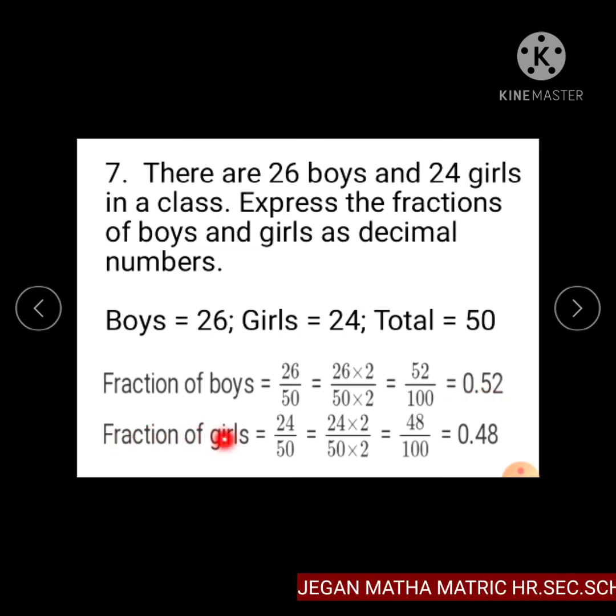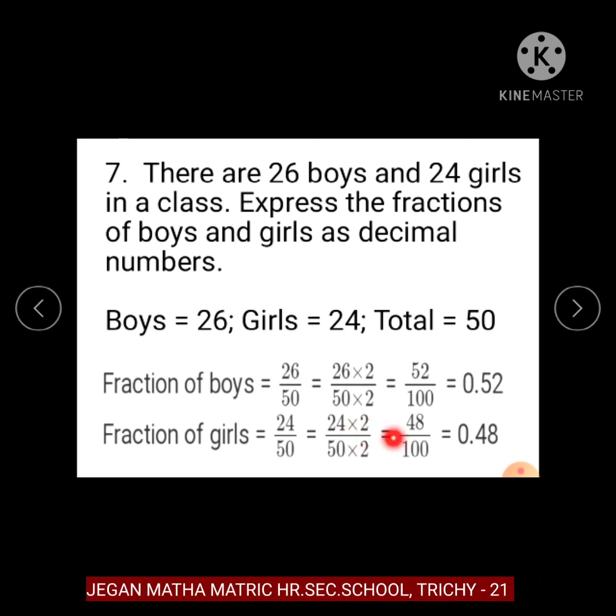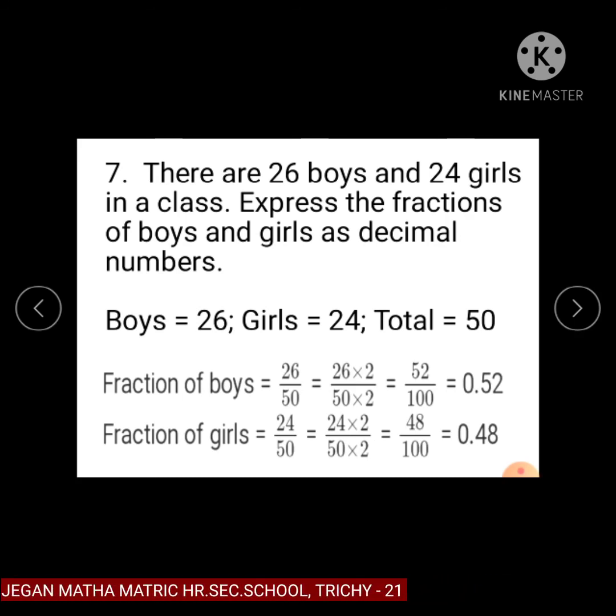Fraction of girls equal to 24 by 50 equal to 24 into 2 divided by 50 into 2 equal to 48 by 100 equal to 0.48.